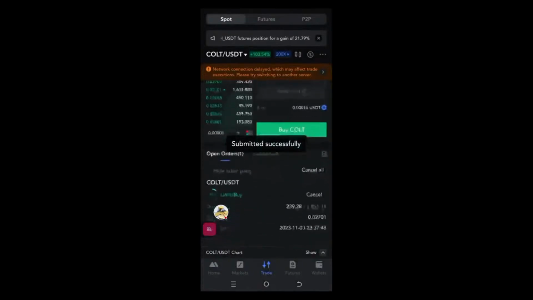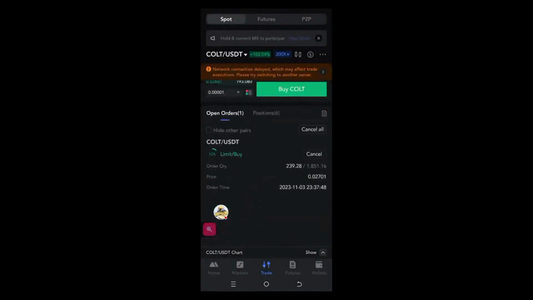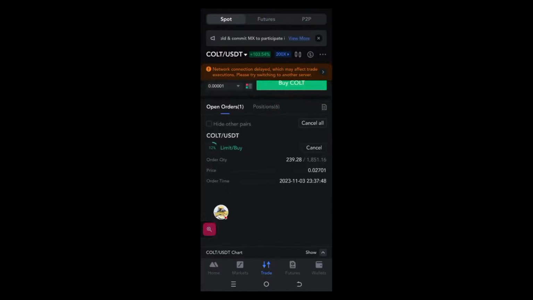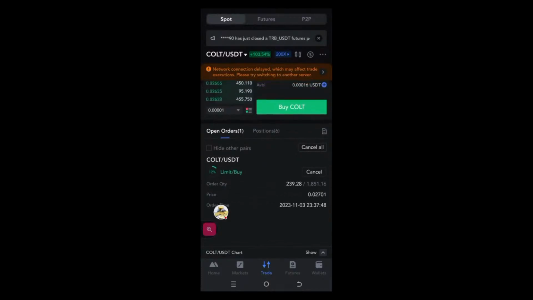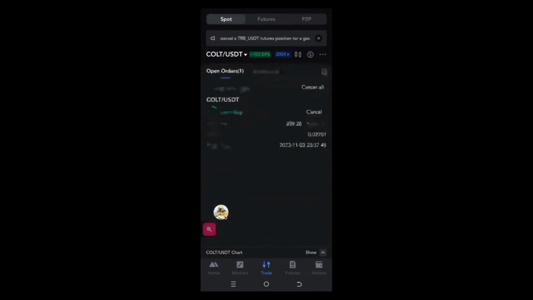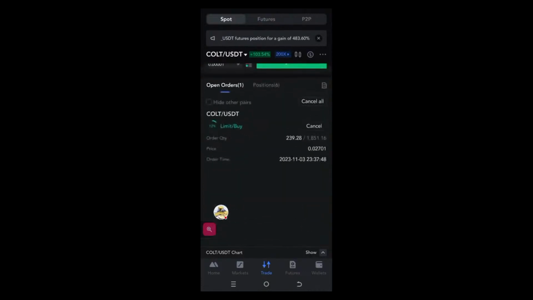Submitted. We're in the queue. Oh, it bought. Some of it got bought. 12%. We could actually adjust it. No, I think it's not adjustable. Since we bought part of it, we just have to go with it. We'll just buy the rest.